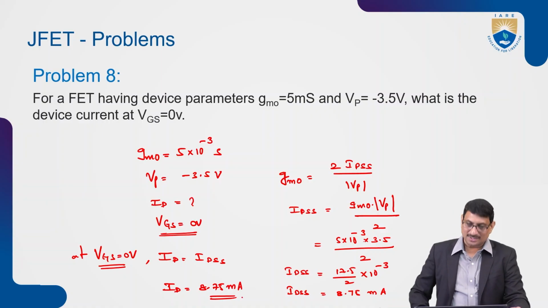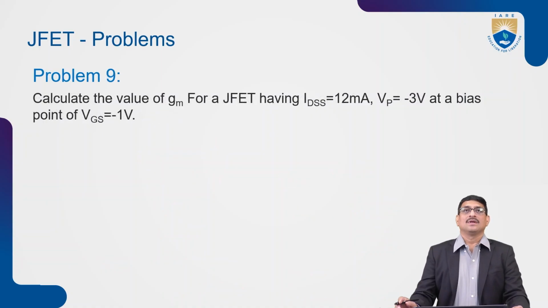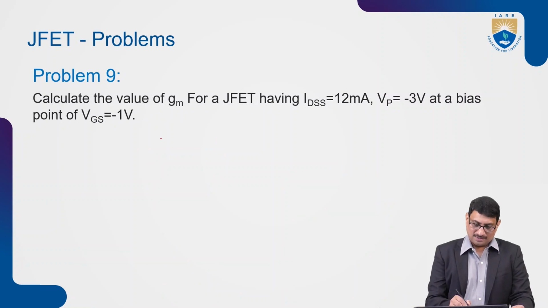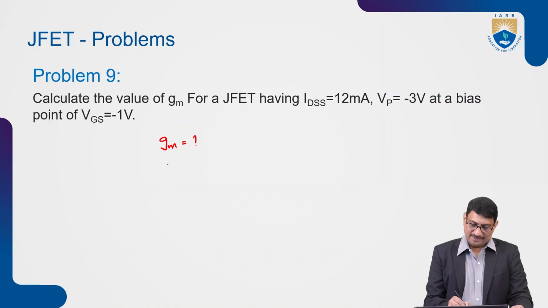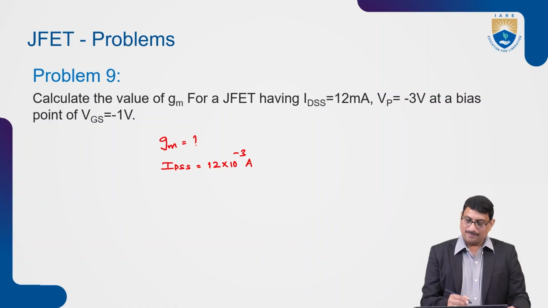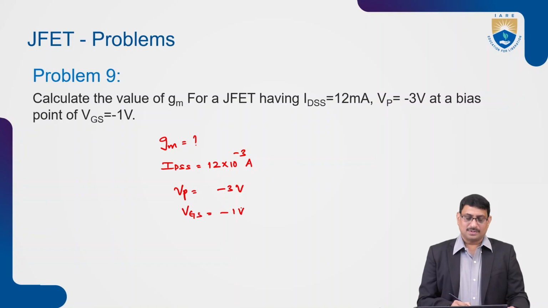Next, we will move on to the next problem. Calculate the value of the gm of a JFET having IDSS equal to 12 milliamperes, 12 into 10 power minus 3 amperes, where the pinch-off voltage VP equal to minus 3 volts, and at a bias point of VGS equal to minus 1 volt. So I need to calculate the gm.